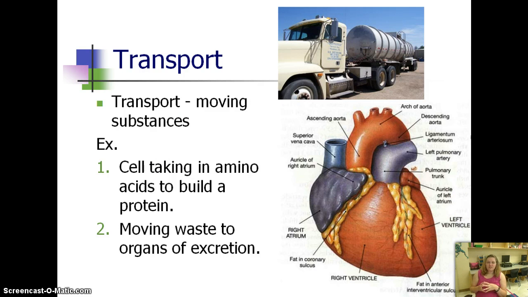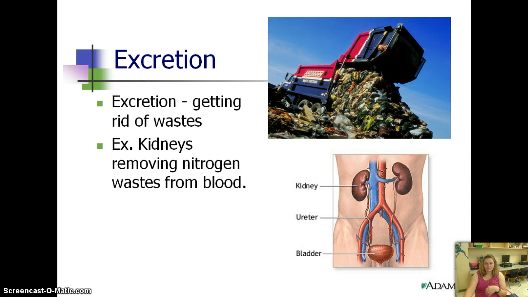Now, another function of life is transport. This is moving substances. So sometimes our cells need to take in amino acids so that they can build a protein. Sometimes we need to move waste out of organs or into organs for excretion, which leads us into excretion. Excretion is getting rid of wastes, okay? So our kidneys work to remove the nitrogen waste from our blood. Now, I do want to point out to you that whenever we talk about excretion, we're not talking about poop.